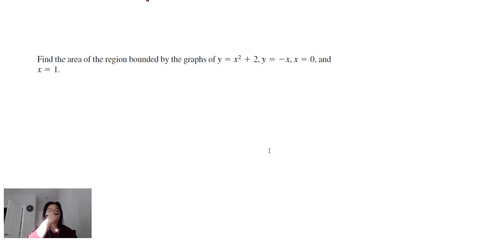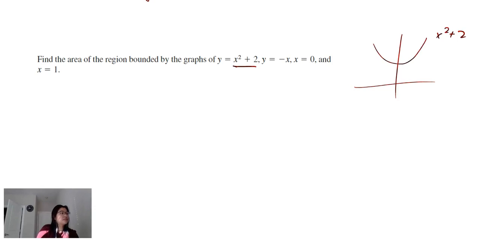So how are we going to find the area of the region bounded by the graphs y equals x squared plus 2, which is a parabola? We're going to do a quick sketch of that. So this is x squared plus 2. y equals negative x, so that's negative x. And then x equals 0, and x equals 1.